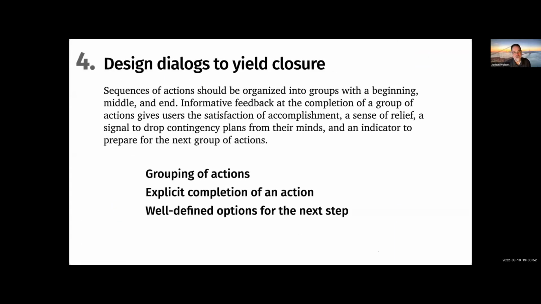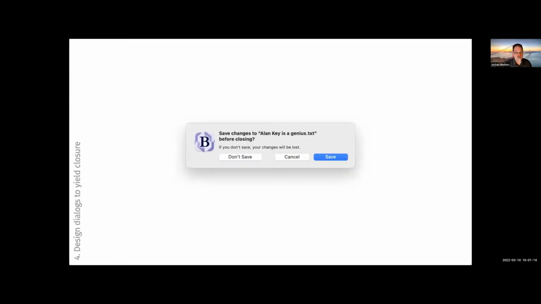Next rule, design dialogues to yield closure. That might sound a little bit cryptic, but what it means is that actions are grouped so that the user has the perception of working in certain steps through a workflow, and completing one step of that workflow means that they're now open to understand what options do I have now that I have completed one of those steps. And the typical example is something like this.